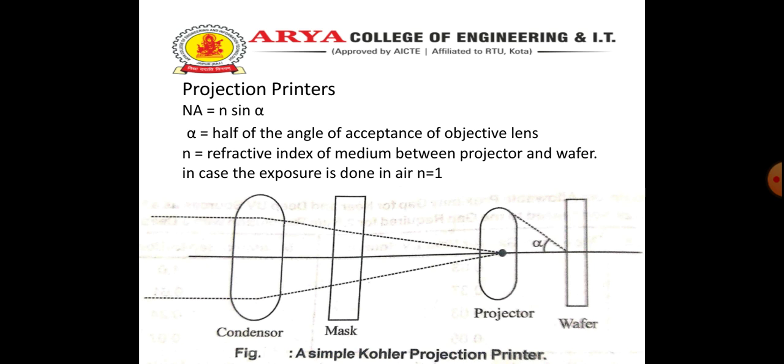Contact and proximity printers are the two varieties of printers. The simplest type of aligner is contact printer. In contact printer, the mask is pressed against resist coated wafer during exposure. The primary advantage of contact printer is that small features can be made using comparatively inexpensive equipment.